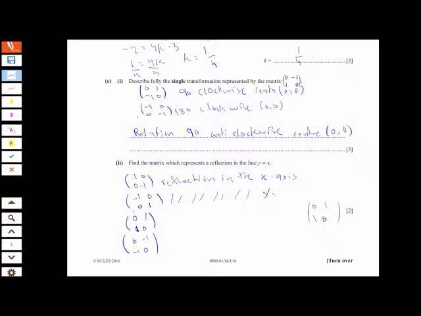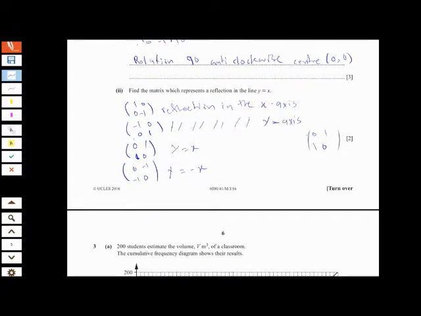Y-axis. For the third one, which is this one, is y equals x, reflection y equals x. And for the last one is y equals negative x. Yes, memorize these, it's not that hard, and you will nail these questions.